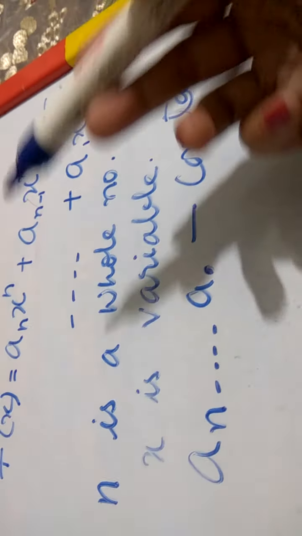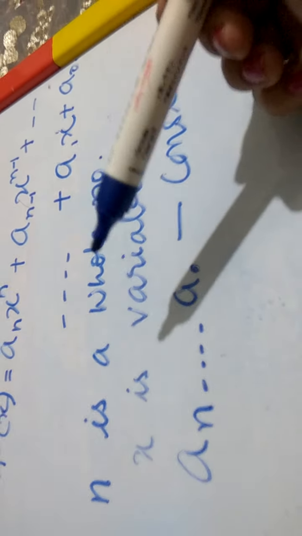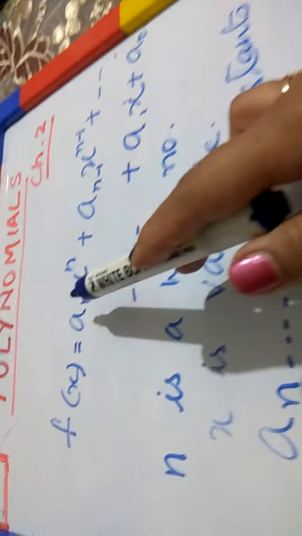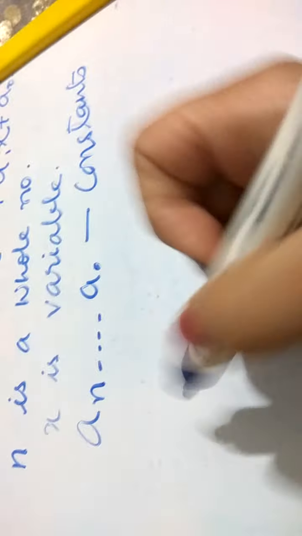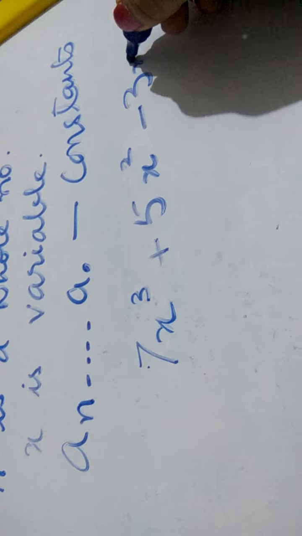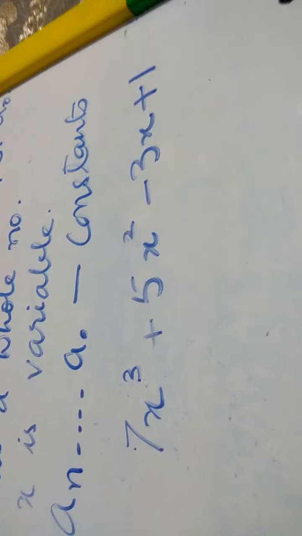Now we will see in a single term what it means. The number or the constant written along with the variable is its coefficient. This we will understand with the help of some examples. Now suppose there is a polynomial 7x cube plus 5x square minus 3x plus 1. This is an example of a polynomial.